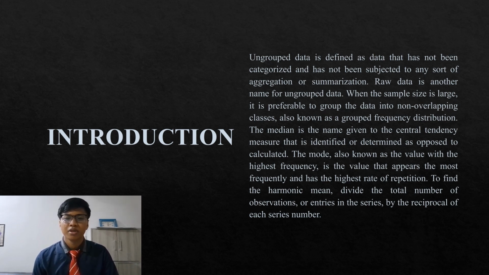DAS21002. For this case study, I will present to you three parts. They are introduction, objectives and problem background. First, grouped data and ungrouped data. Ungrouped data is defined as data that has been obtained and categorized and has not been subjected to any sort of aggregation or summarization. The other name for this ungrouped data is raw data.